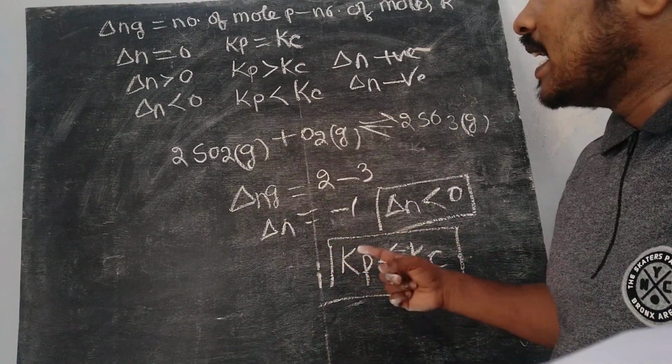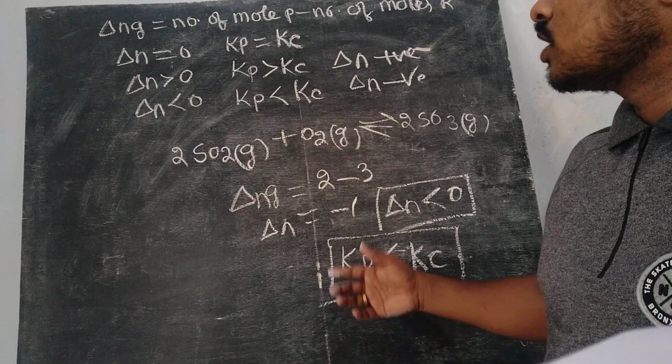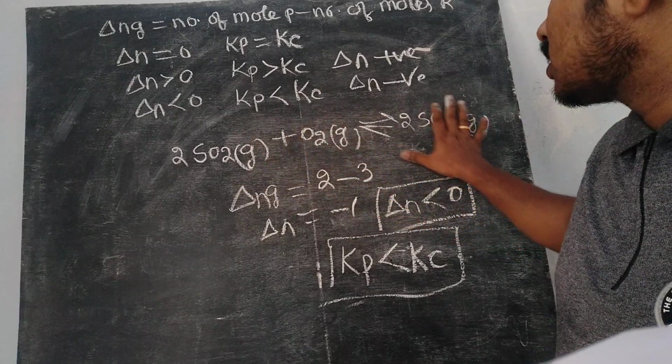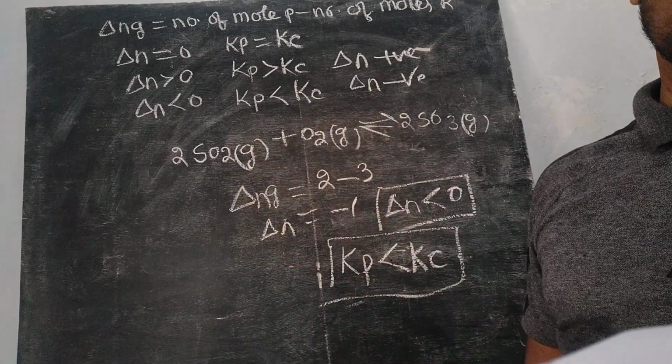So now what will happen? Delta n is negative in this case. That means the product volume decreases. The product volume is decreasing here, and the reactant volume is more.